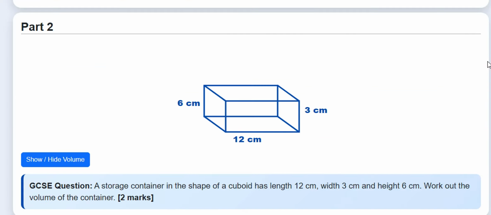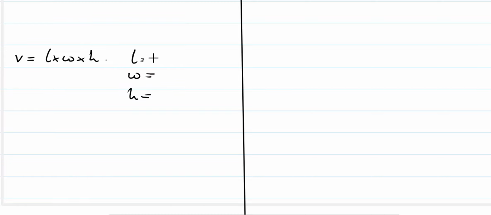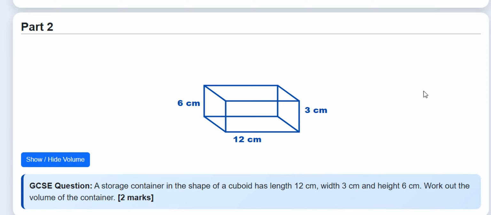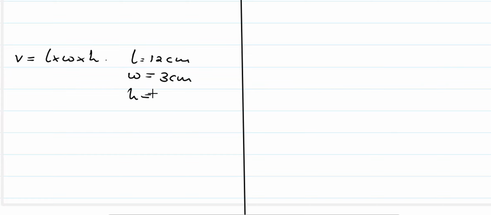So the length is 12 centimeters, width is 3 centimeters, and the height is 6 centimeters. Then the volume V will be given by the length, which is 12 centimeters, multiplied by the width, which is 3 centimeters, multiplied by height, which is 6 centimeters, like that.